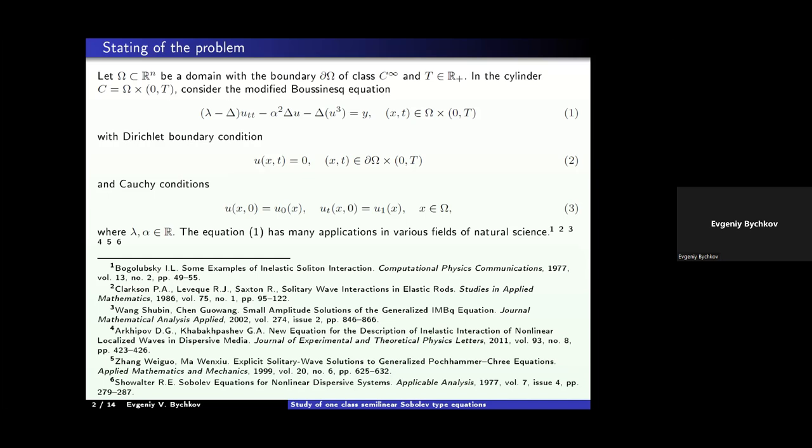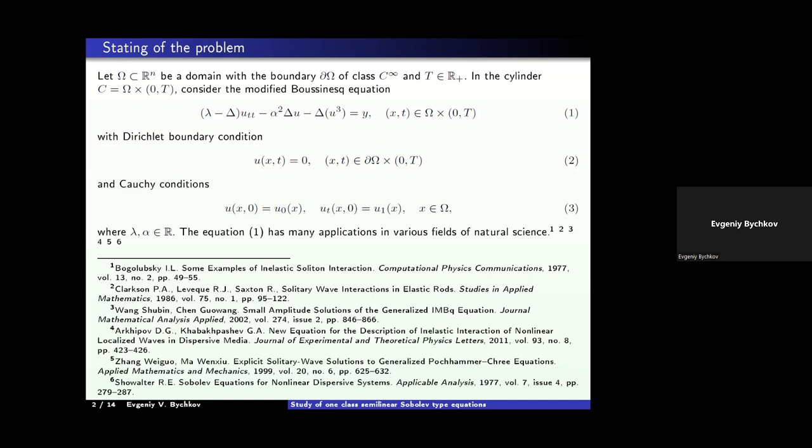Equation one describes propagation of waves in shallow water, taking into account capillary effects. Also, this equation is used to describe a propagating strain wave in an elastic rod. Besides, equation one describes physical and thermodynamical properties of a monoatomic chain and has many other applications in various fields of natural science.